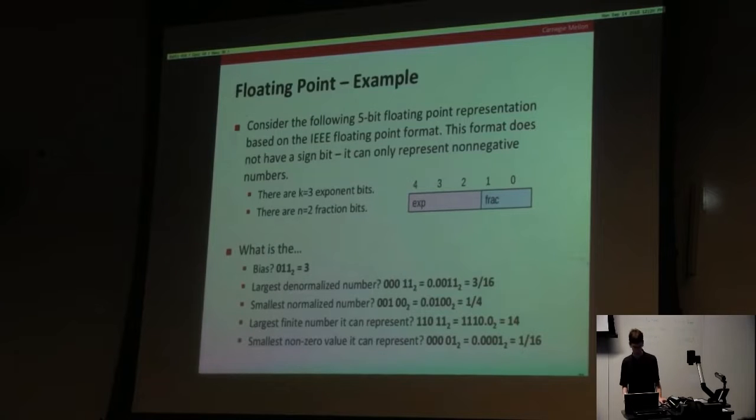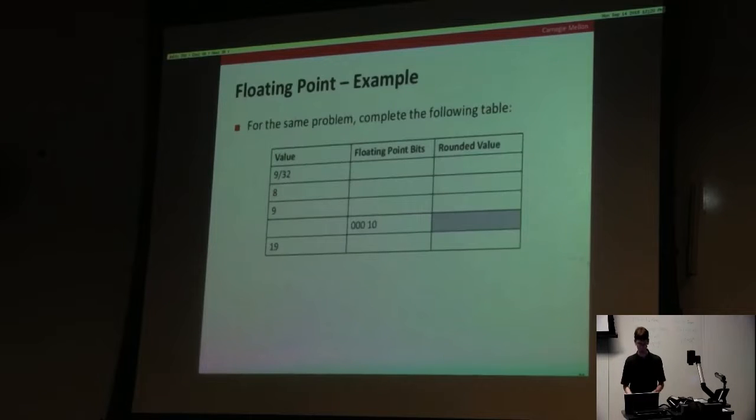So what happens if we have this system and we try doing 14 plus 14? What is the resulting floating point number going to be? Yeah? Positive infinity, right. So anytime we go over the largest finite number we can represent, then it just overflows into infinity. So here we have an additional table of practice problems.